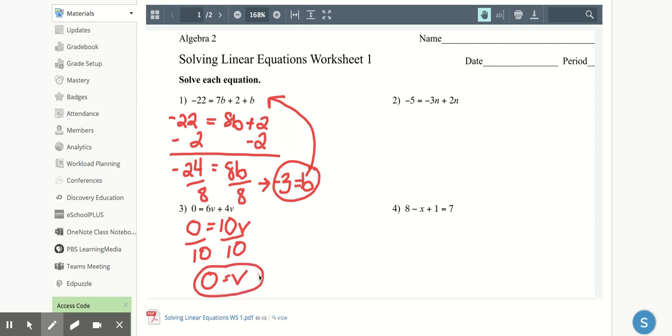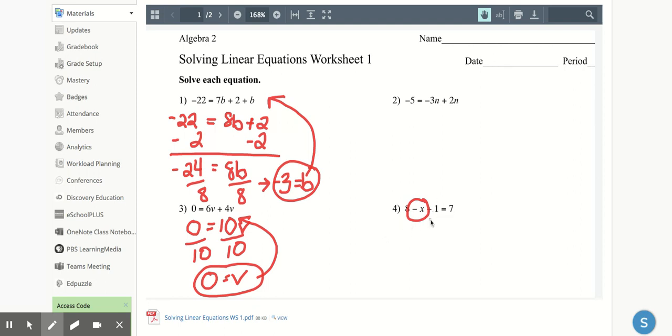So 0 divided by 10 is 0 equals v on the right. Again, keeping in mind we can check all of our answers. If we plug that 0 back into the original, 6 times 0 is 0. Plus 4 times 0 is 0. So 0 plus 0 matches the 0 on the left. Okay, so a couple more here. In question 4, you do want to be careful because this negative is attached to that x, so you just don't want to lose track of that negative sign. Just really watch those as you're working through.